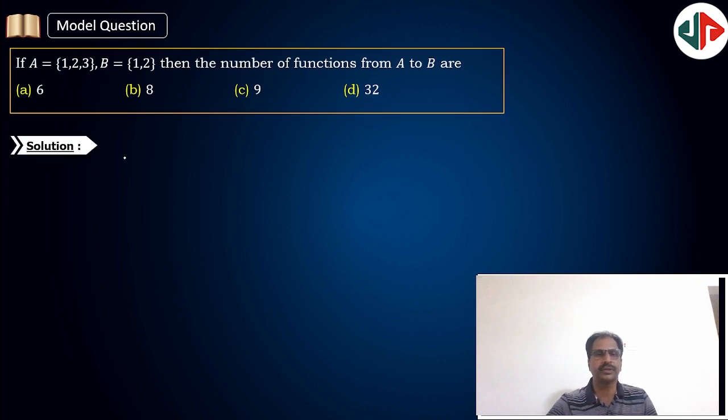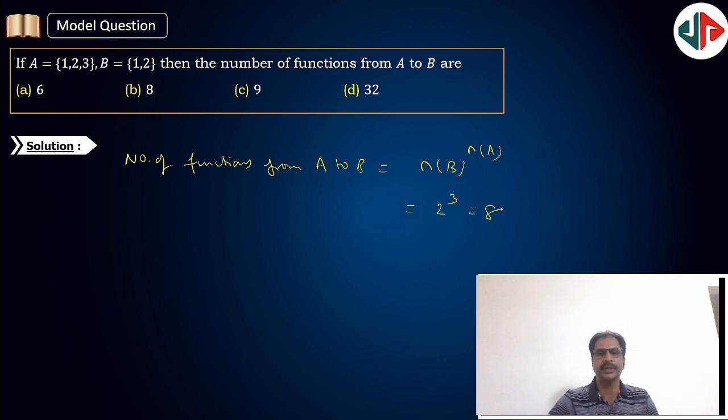Next, what is the number of functions from A to B? Just now, the number of functions that can be defined from A to B, the formula is n of B power n of A, which is 2 power 3, 8. Option B.